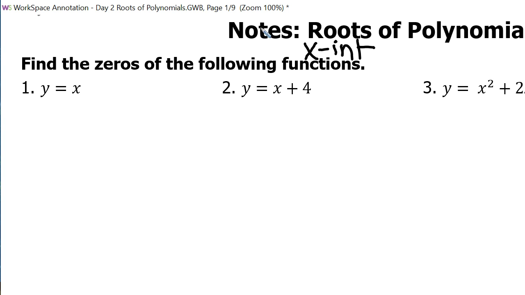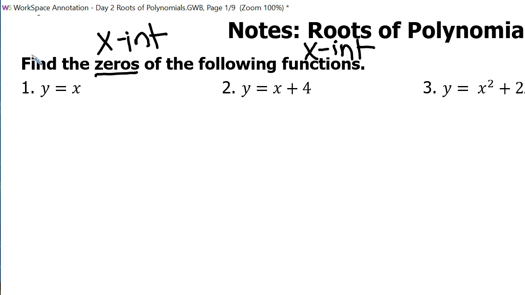Okay, so for problems 1, 2, and 3, it says to find the zeros of the following functions. So problem number 1, we have y equals x. And here's another vocabulary term for us. What does the term zero mean? X-intercept. And we did that yesterday with the quadratic functions at the end of the notes and also at the end of the assignment. If you want the x-intercept, what do you put in for y? Zero. So let's do that for number 1.